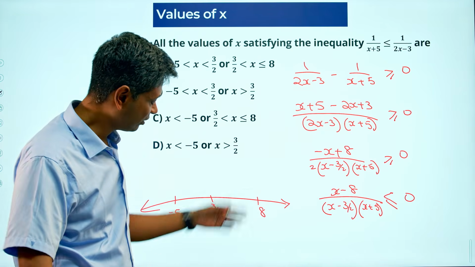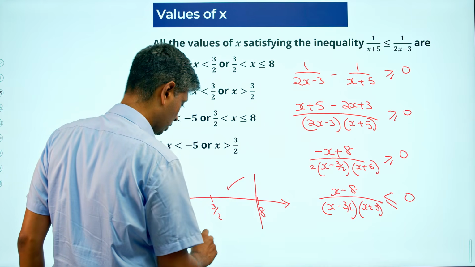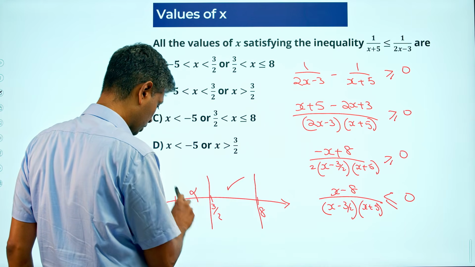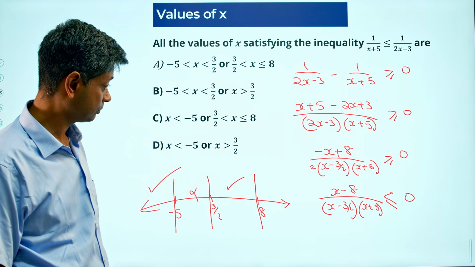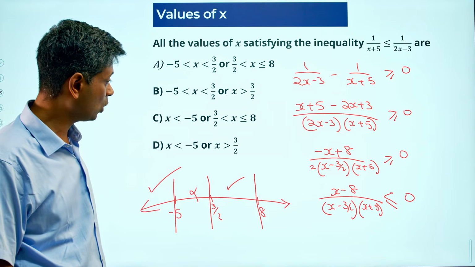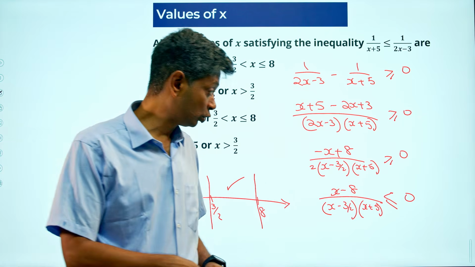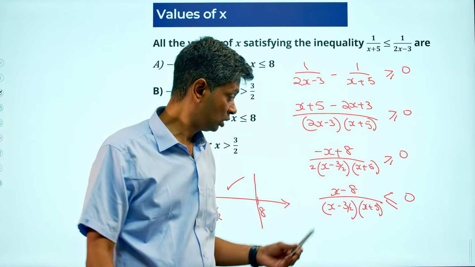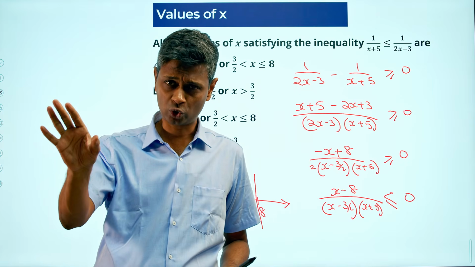And so if x is greater than 8, all three terms are positive. Here it won't work. Here it will work. Here it will not work. Here it will work. X less than minus 5 and between 3 by 2 and 8. Only point here, we'll have to include 8 in the solution. We should not include 3 by 2 and minus 5 because there's a denominator. Denominator cannot go to 0.